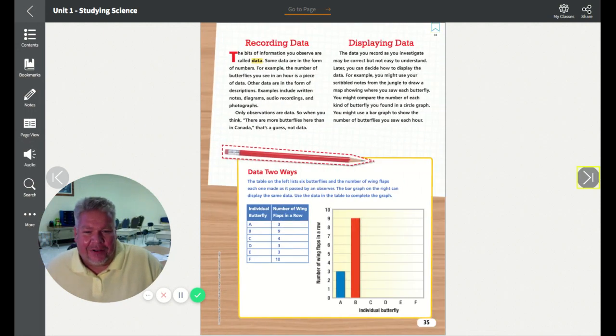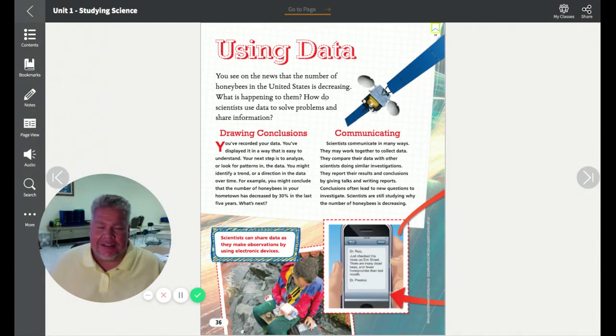Hello. All right, let's move on to the next page, using that data. So we've collected data with tools. We've displayed it. Now, how are we going to use that data? You see on the news that the number of honeybees in the United States is decreasing. What's happening to them? How do scientists use data to solve problems and share information?